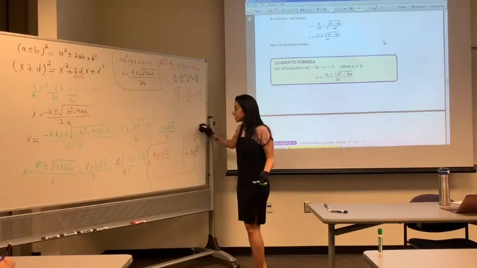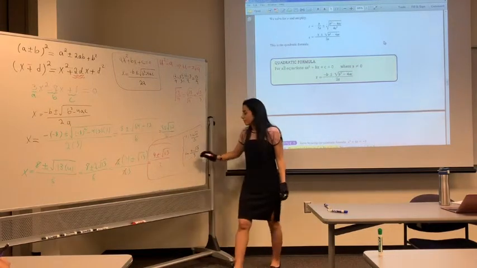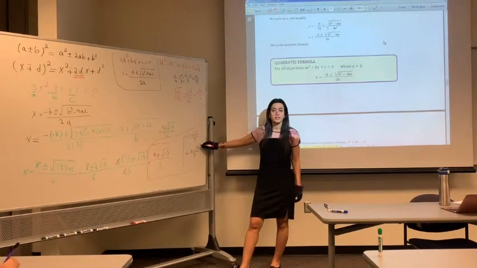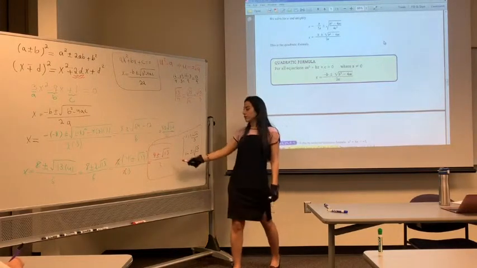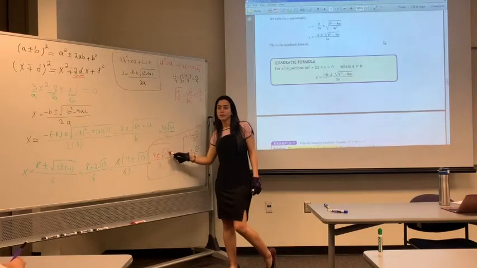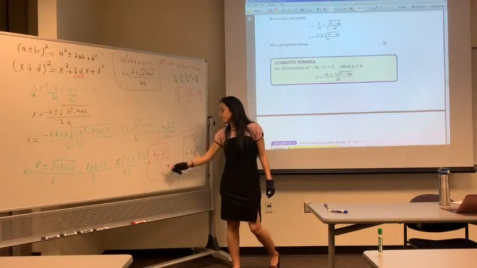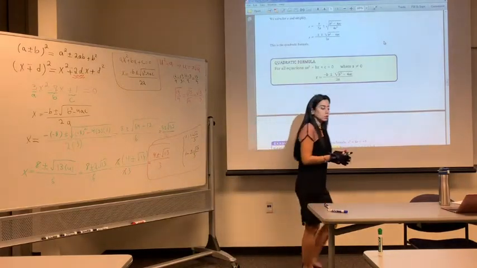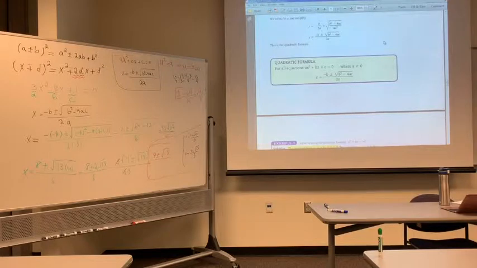So we found this answer using the quadratic formula. We found this answer using completing a square, and the answers are exactly the same, right? Here also we have two answers: 4 plus radical 13 divided by 3, and 4 minus radical 13 divided by 3. So we used two different methods to answer this. One was completing a square, another is the quadratic formula.